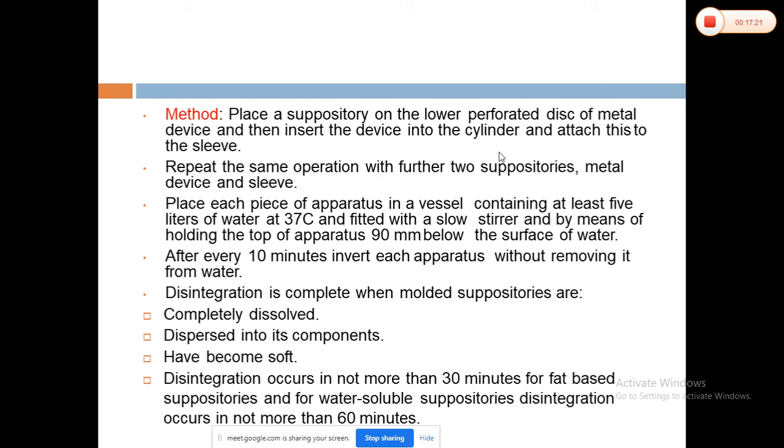Here you must remember the limits also. For the fat-based suppository, it must disintegrate within 30 minutes, and for the glycerol suppositories, as per the monograph, the time given is up to 60 minutes. Within 1 hour, that suppository must be disintegrated.